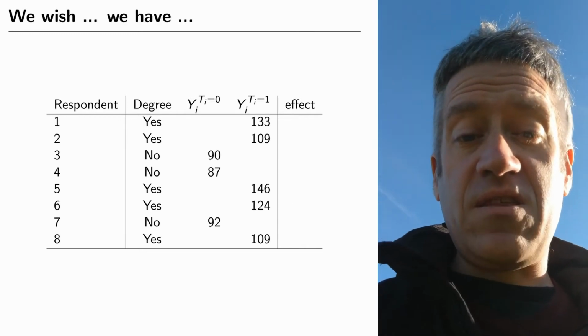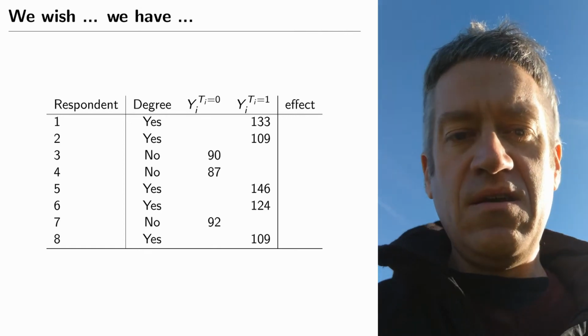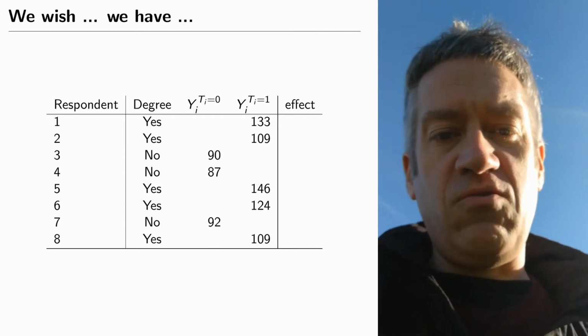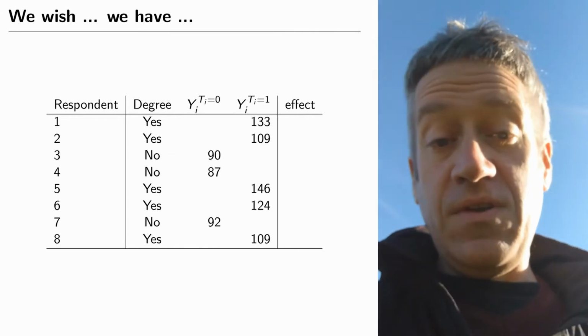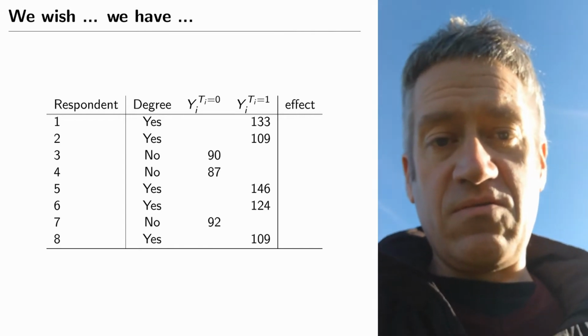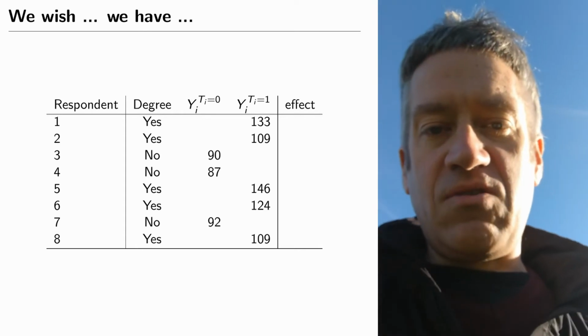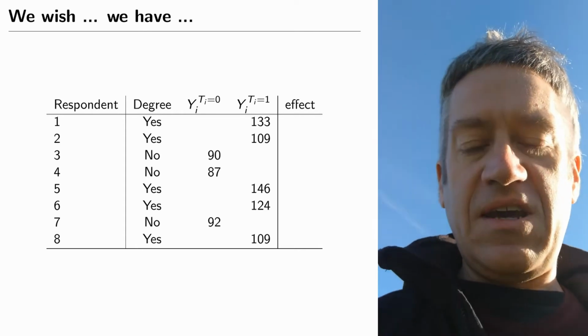Unfortunately, in practice we have this. We have all the missing data, because for those without a college degree we don't know what their salary would have been with a college degree, and for those with a college degree we don't know what their salary would have been without a college degree. And so we also can't calculate these differences, and we can't calculate the average.